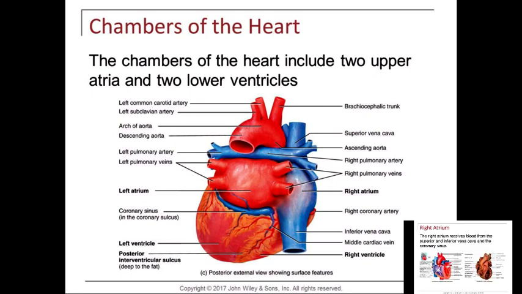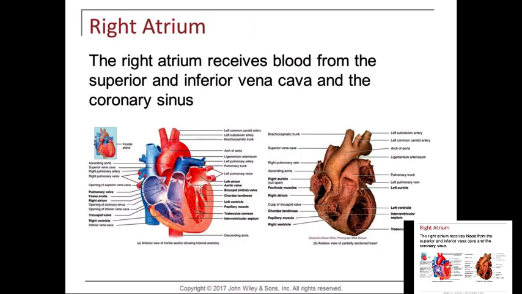Let's see. The atrium receives blood from the superior vena cava and the inferior vena cava. That's what my video showed. And then there's one other structure that's really important, and that structure is the coronary sinus. Now, I'll show you the coronary sinus in another picture, but there's the opening for it, which is right over here. Let me circle it.